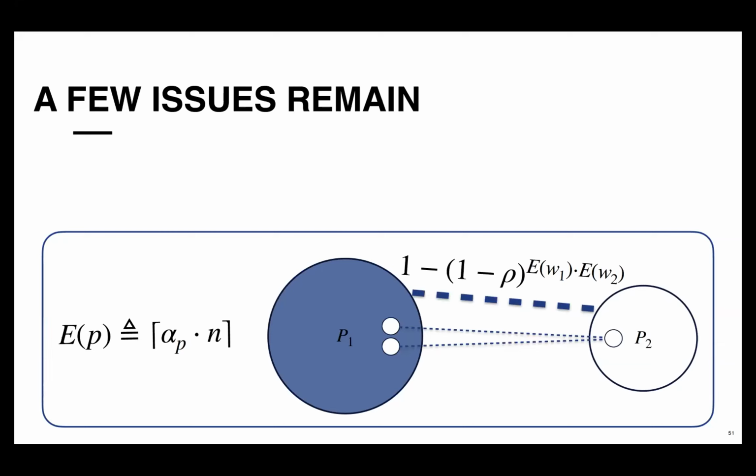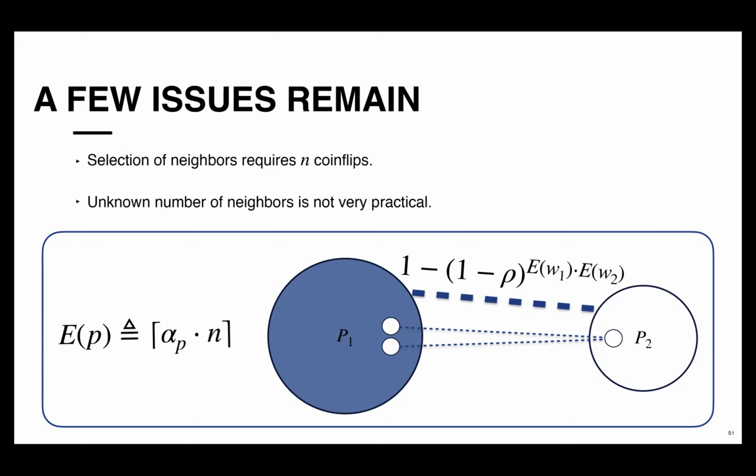However, there are a few issues remaining. First of all, to select the neighbors, P1 needs to flip a coin that comes out heads with this probability for each of his neighbors. This is kind of impractical, as we've heard before, that randomness is a scarce resource. Furthermore, it's not very practical that there's an unknown number of neighbors for each message.